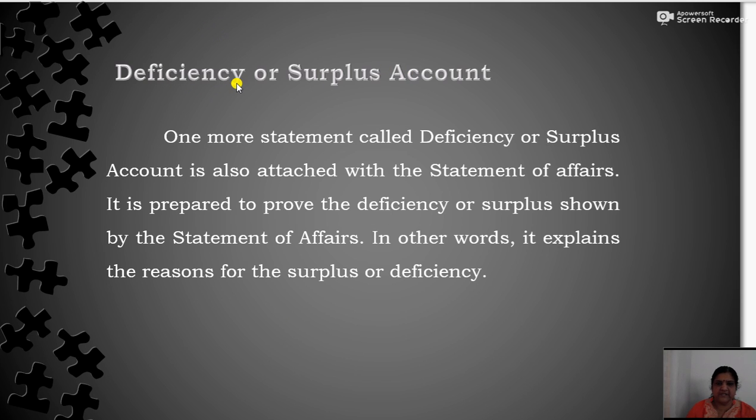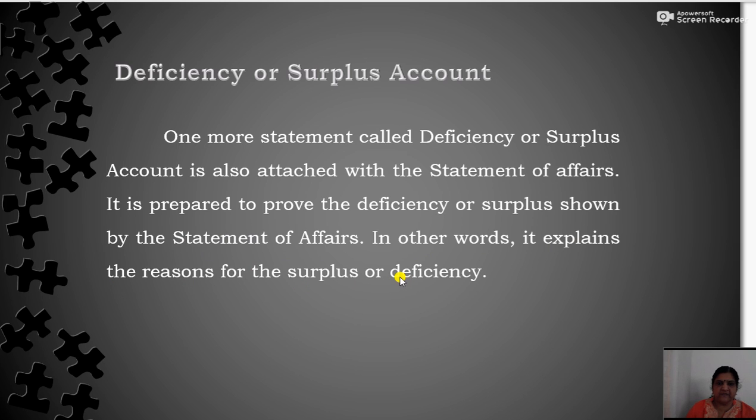So what is the deficiency or surplus account? One more statement called the deficiency or surplus account is also attached to the statement of affairs. It is prepared to prove the deficiency or surplus shown by the statement of affairs. In other words, it explains the reasons for surplus or deficiency.